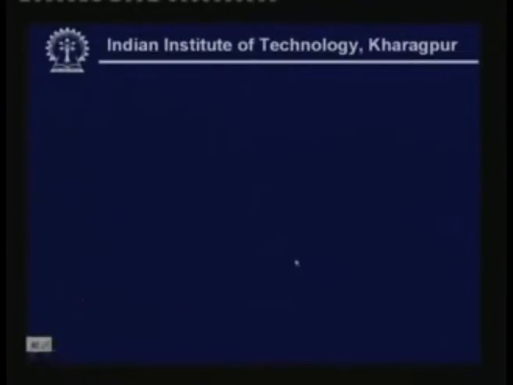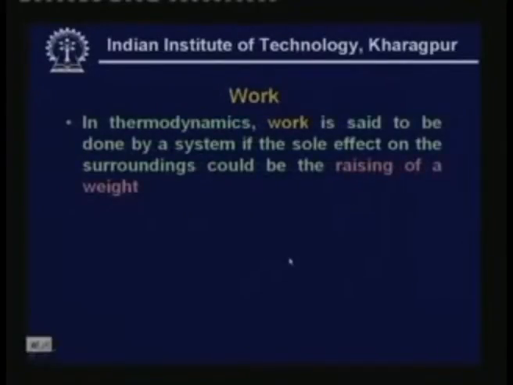Now, let us define work. In thermodynamics, work is said to be done by a system if the sole effect on the surroundings could be the raising of a weight. One thing you must notice here is that it is not necessary to call something work only when a weight is raised. The weight need not be raised, but the sole effect could be the raising of a weight. So, this is the thermodynamic definition of work.